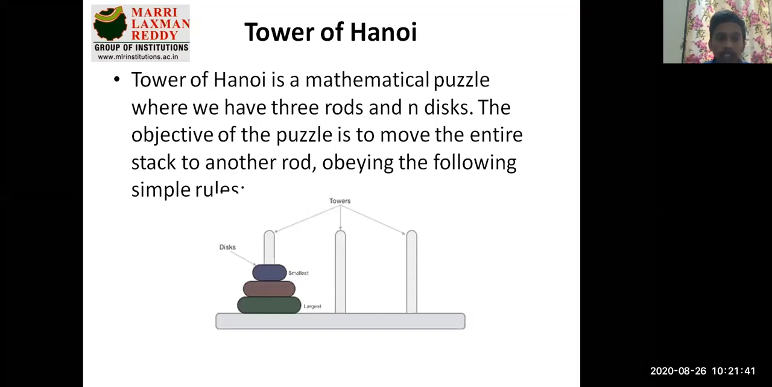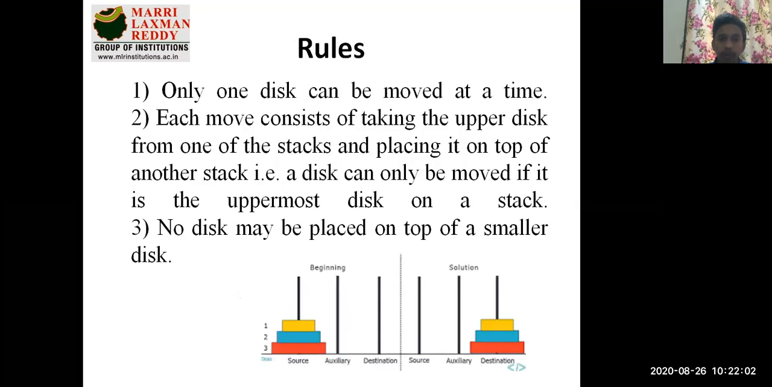The problem is a mathematical puzzle where we have 3 rods and n disks. Here it's only 3 rods and n disks; it can be 4 or it can be 5. The objective of the puzzle is to move the entire stack to another rod. So all these 3 need to be moved to the last tower, obeying some rules. Let's look at all the rules available. Only one disk can be moved at a time. That is one rule which we need to follow.